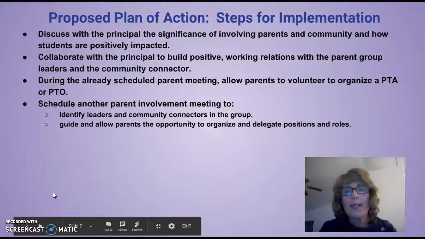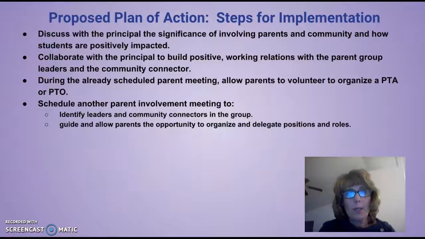Proposed plan of action, steps for implementation. Discuss with the principal the significance of involving parents and community and how students are positively impacted. Collaborate with the principal to build positive working relations with the parent group leaders and the community connector. During the already scheduled parent meeting, allow parents to volunteer to organize a PTA or PTO. Schedule another parent involvement meeting. Identify leaders and community connectors in the group, and guide and allow parents the opportunity to organize and delegate positions and roles.